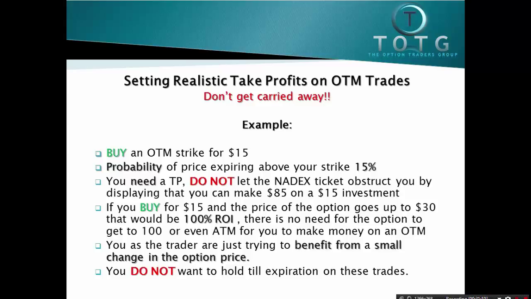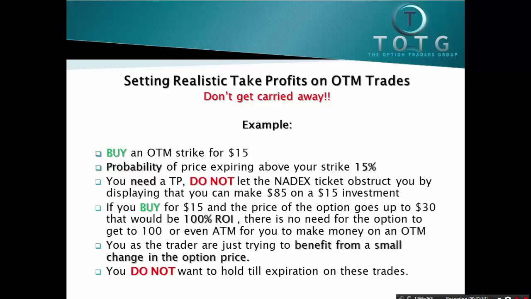So if you buy for $15 and the price of the option goes up to $30, that would be a $15 gain and a 100% return on investment. There is no need for an out-of-the-money option to get to 100, or even at the money, for you to make money on an OTM that you buy. This example was a buy, right? You want the option to work towards 100 because it settles at 100 if you buy. But there's no need for the option to even get to the money or up to that strike for you to make money. As price moves up, if it moves up quickly, it's going to change the option price, and that's where you're going to benefit.